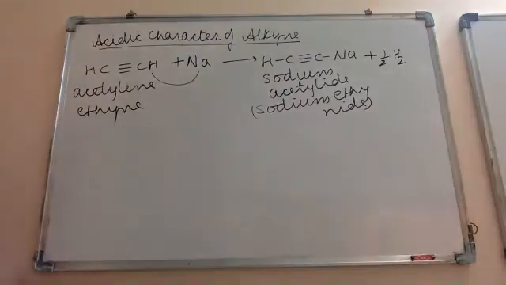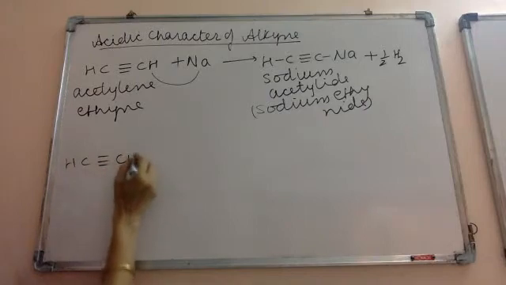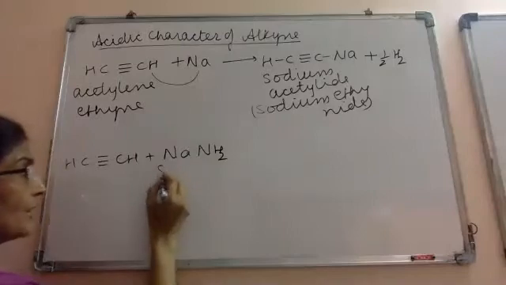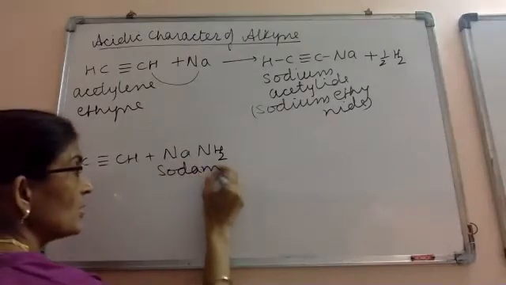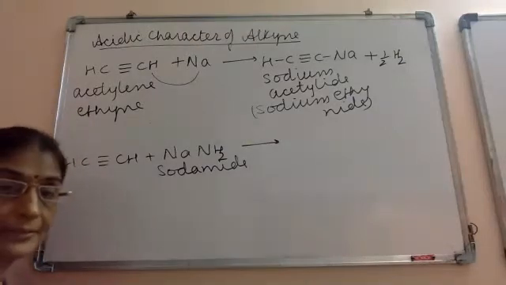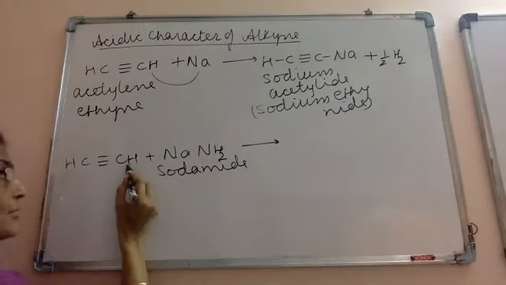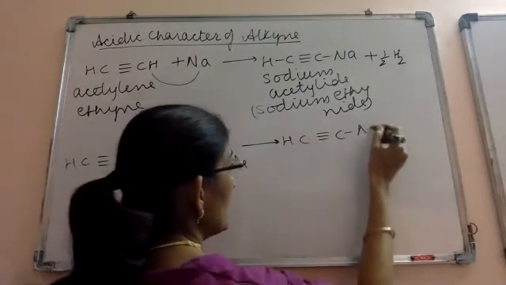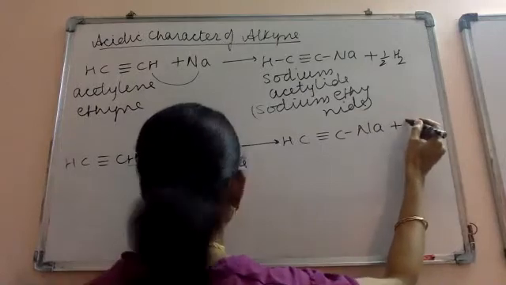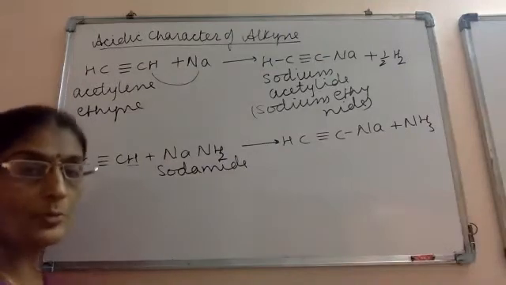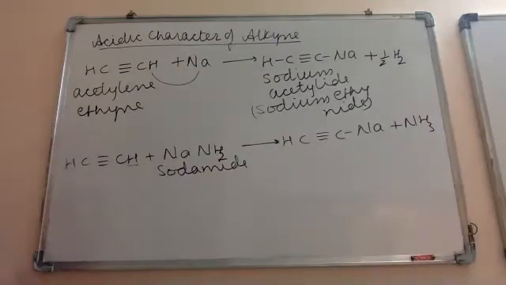One more reaction is there. Suppose this ethyne is treated with sodamide, sodium amide, which is a very strong base. Then too, this hydrogen is replaced by sodium. Same, we have sodium acetylide and ammonia gas is released. So this reaction also proves the acidic nature of ethyne.